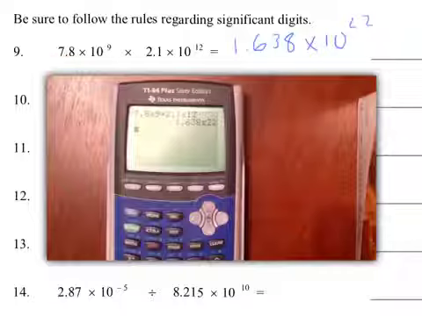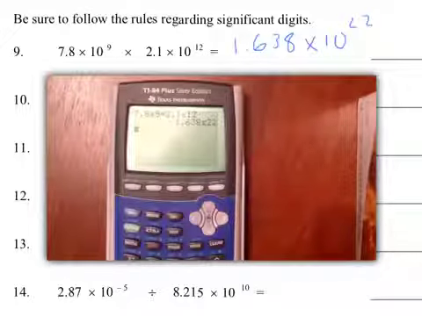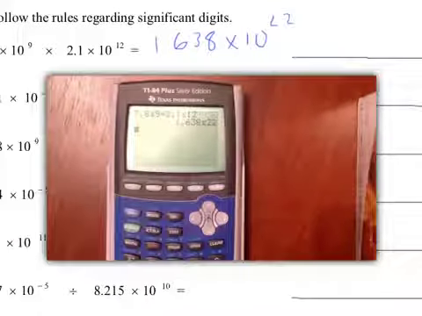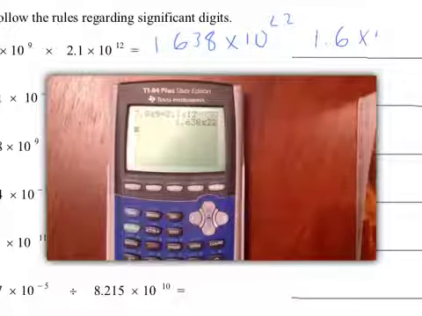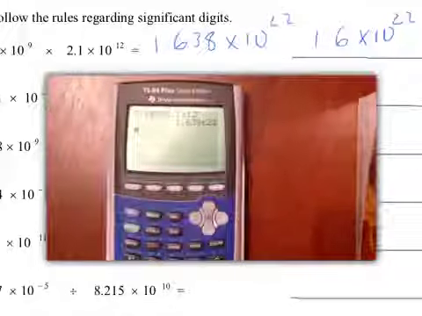We have 2 significant figures in the number 7.8, and we have 2 significant figures in 2.1. Therefore, we have to round this to 2 significant figures. We keep the 1, we keep the 6. Since 3 is less than 5, I'm going to leave it as a 1 and a 6. So the way I should round this, therefore, will be as 1.6 times 10 to the 22nd.